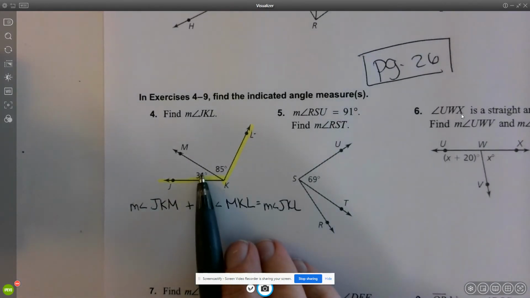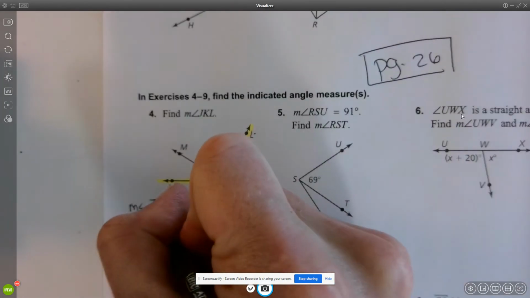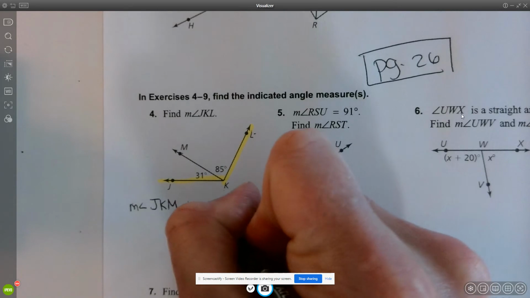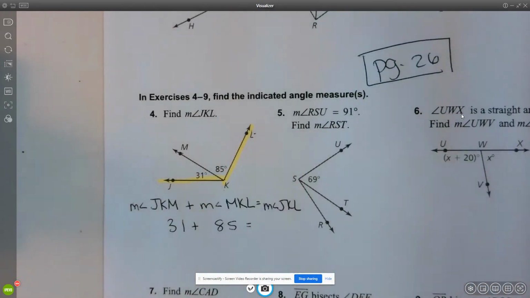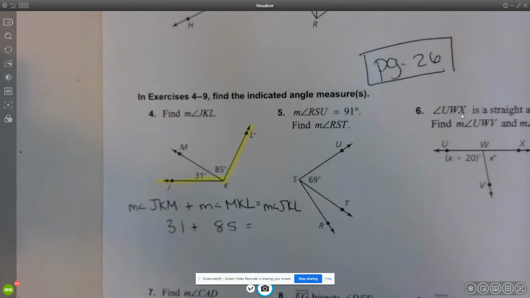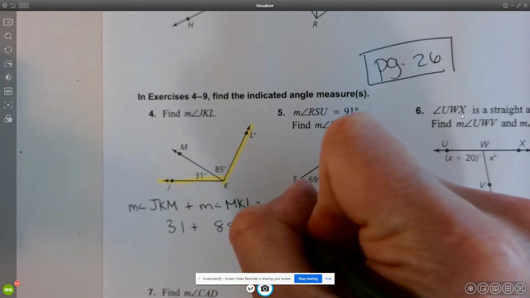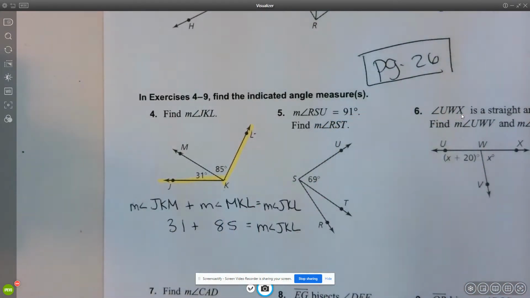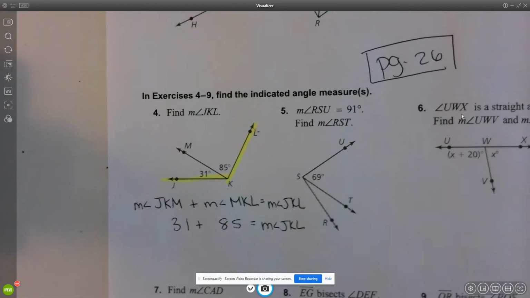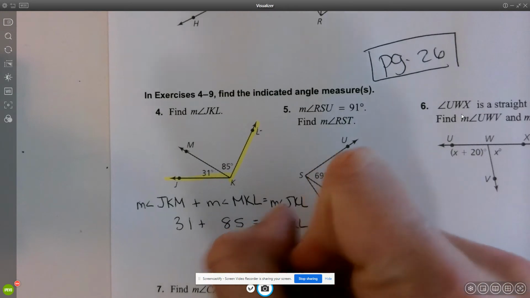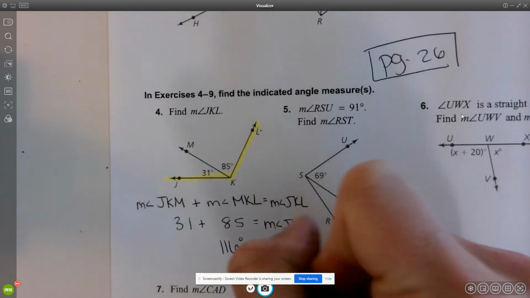Well, I know the measures of these two smaller angles, so I know that the measure of angle JKL must be equal to 31 plus 85. And when I do 31 plus 85, I see that the measure of angle JKL is 116 degrees.